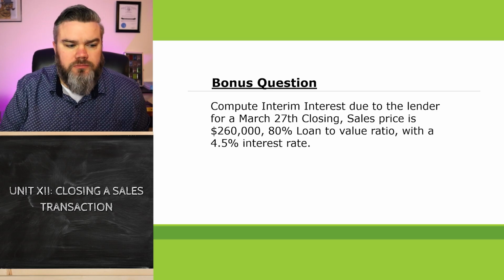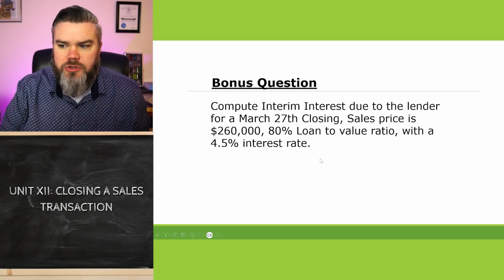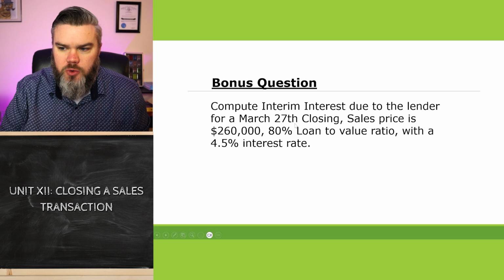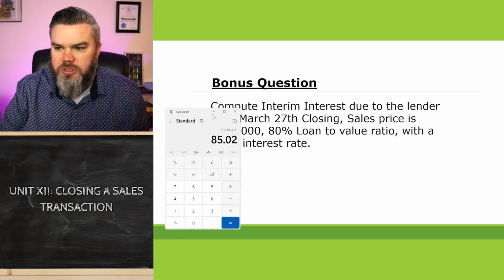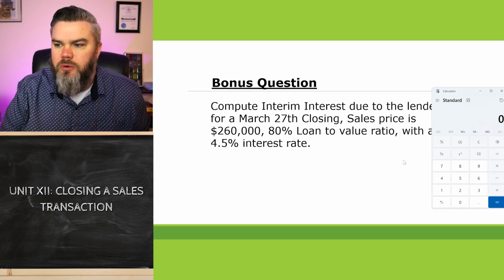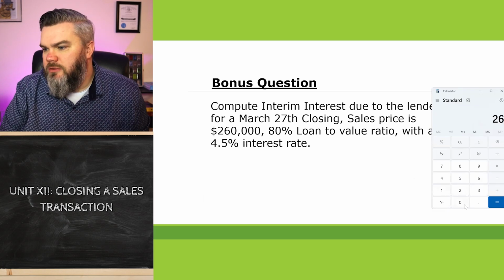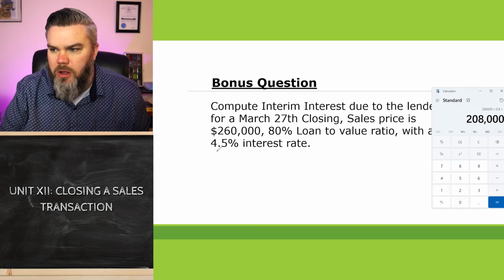So, compute the interim interest due to the lender for a March 27th closing. Sales price is $260,000, 80% loan to value ratio, and 4.5% interest rate. Multi-step math problem because you cannot charge interest on things that you didn't borrow. So first take your sales price of $260,000, multiply by your 80% loan to value ratio to give you a loan amount of $208,000.